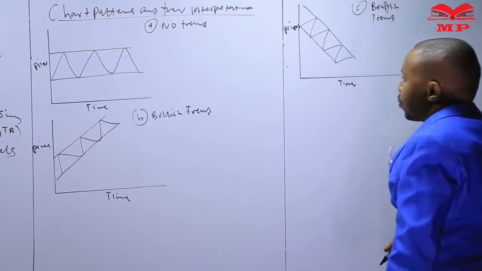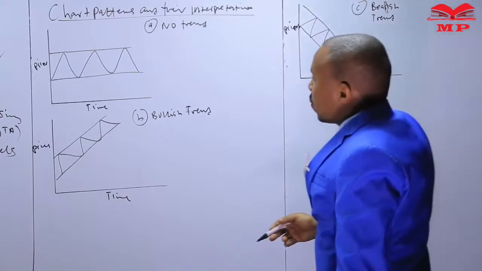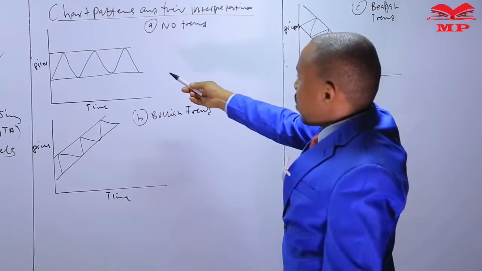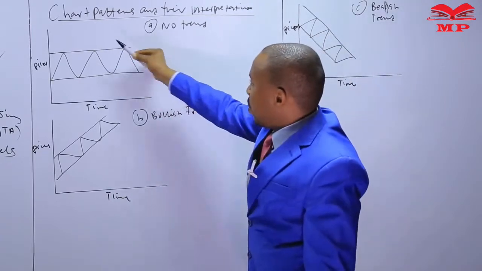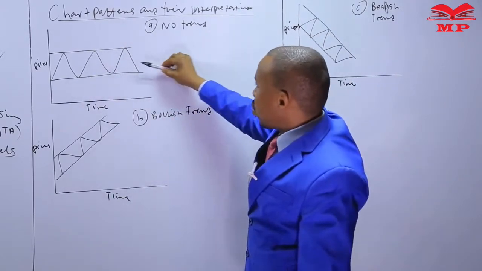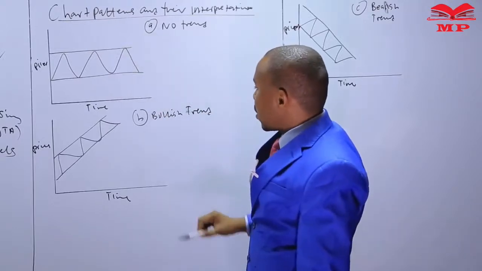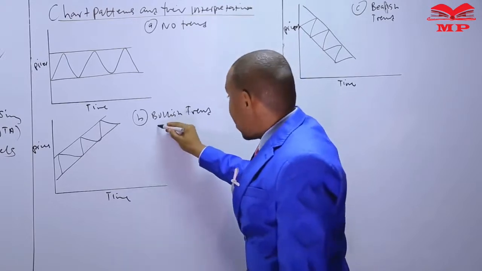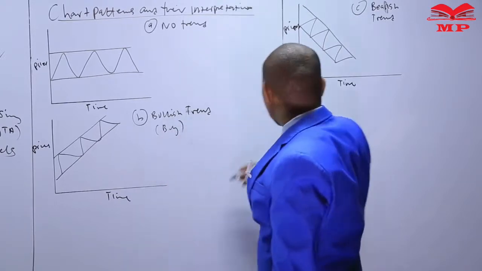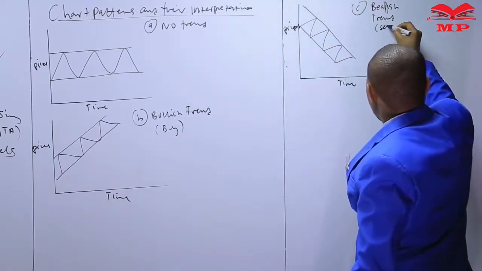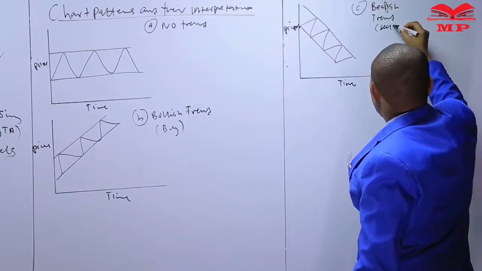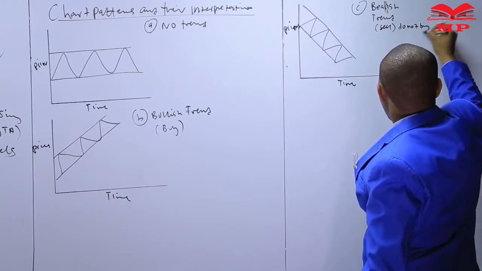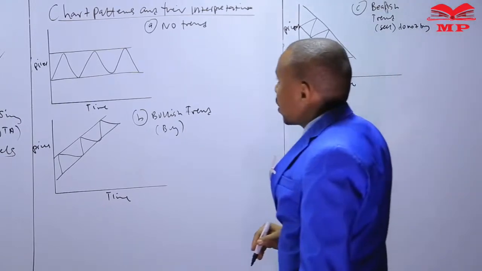Now once we've looked at those trends, here we cannot have any interpretation. Remember, it is chart patterns and interpretation. So here we cannot have any interpretation. The interpretation for a bullish trend is that we should buy. Over here, sell, or do not buy. Do not buy is the interpretation right there.